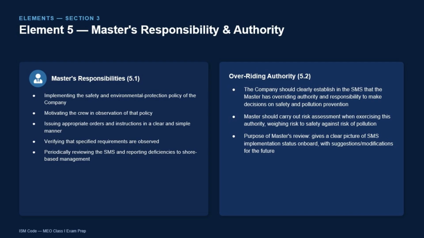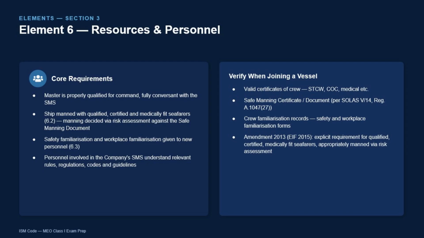An important provision under Section 5.2 is the master's overriding authority. This means that the company must clearly state that the master has full authority and responsibility to make decisions regarding safety and pollution prevention. Whenever exercising this authority, the master should perform risk assessment and choose the safest course of action. Slide 17, Resources and Personnel.